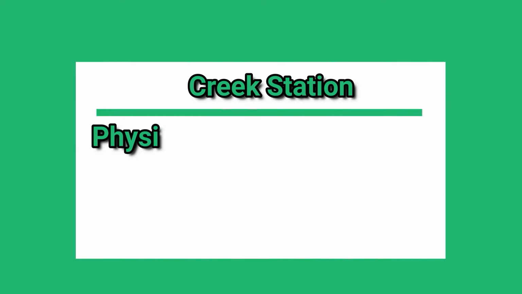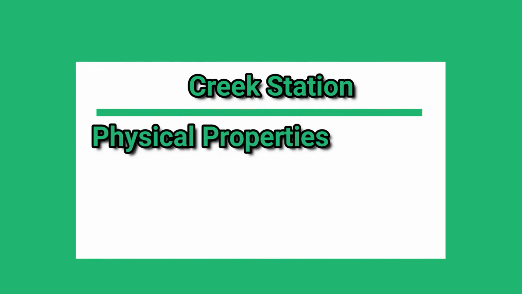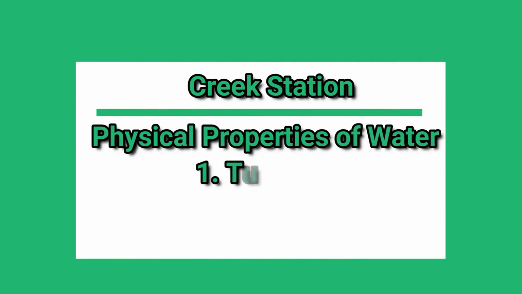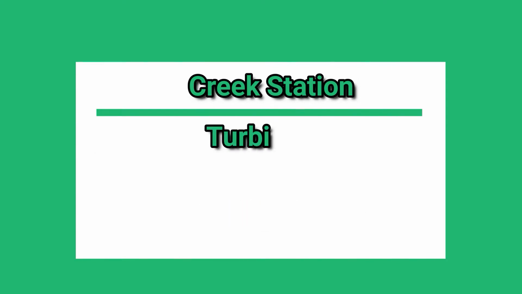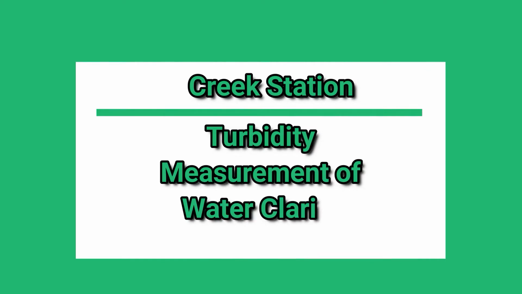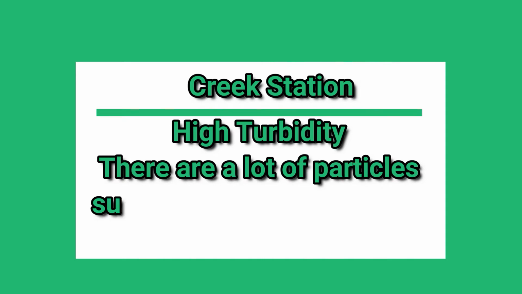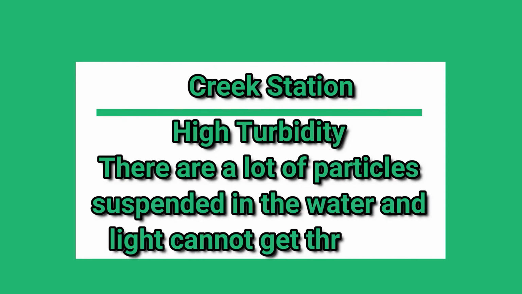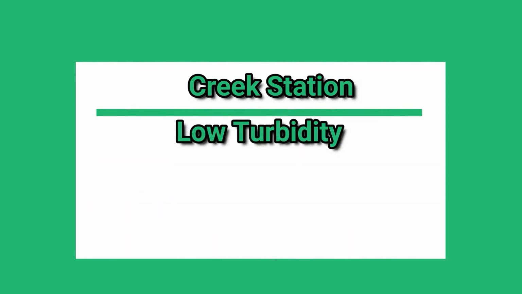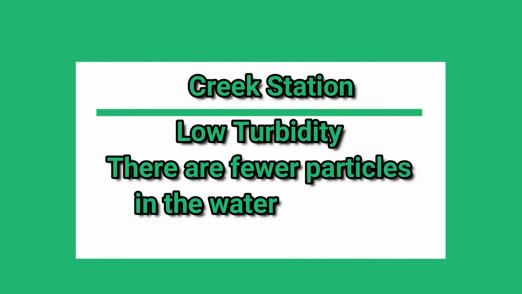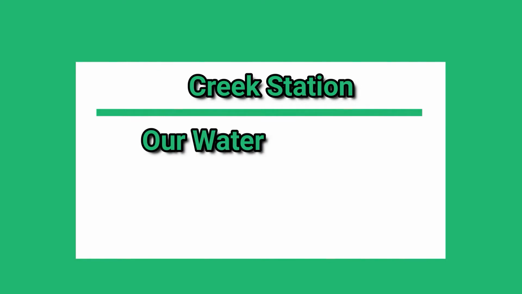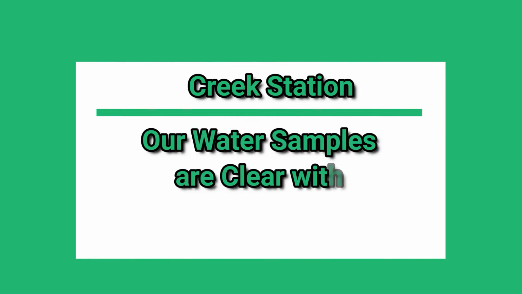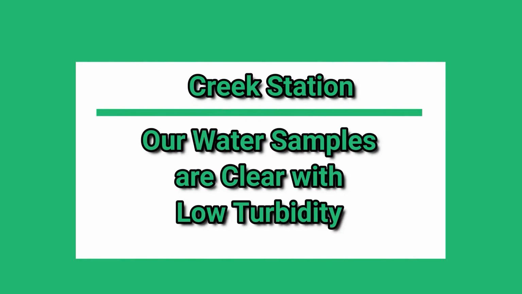When evaluating water quality, researchers measure two physical properties: turbidity and temperature. Turbidity is the measurement of how clear the water is. High turbidity means that there are a lot of particles suspended in the water and light cannot get through. Low turbidity means that there are fewer particles in the water and it is more clear. For today's lesson, we're going to assume everyone has access to a clear water sample with low turbidity.